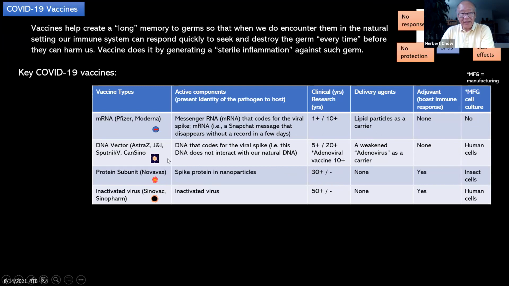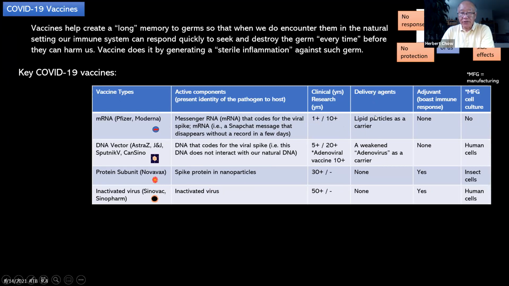And the DNA vector virus, I would say, has 5-plus years of experience with the adenovirus. But adenovirus, we already have vaccines for about 10 years. Now we're using the adenovirus, we weaken it, and then we put the spike viral DNA in it, and then we make it a vaccine. With the messenger RNA, it's just a messenger encased in a lipid membrane. It's a new technology. We don't have experience in it, but the research world has worked on it for about 10 years.